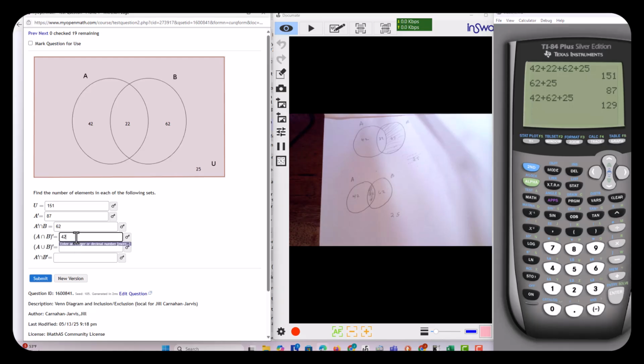Okay, I must have messed up something there. I'll try to cut that out. Okay, so A intersect B prime would be 42 plus 25. I'm not sure where that 45 is. So that should be 129. Okay, let's do it again.